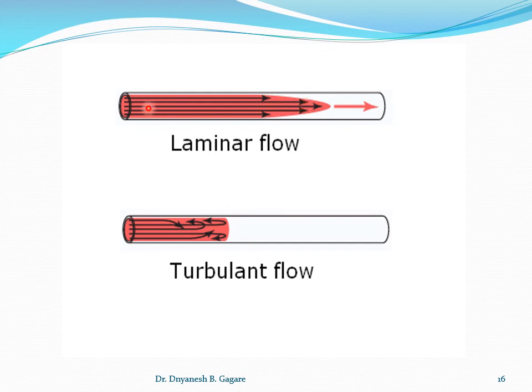But if there is a problem in the vessel and the velocity of the blood flow increases above normal, then laminar blood flow is converted into turbulent blood flow. And what is turbulent blood flow? Here the blood flows in various directions and forms eddy currents. Eddy current means it flows in various directions, and in this way it creates noise, and that is called turbulent blood flow.